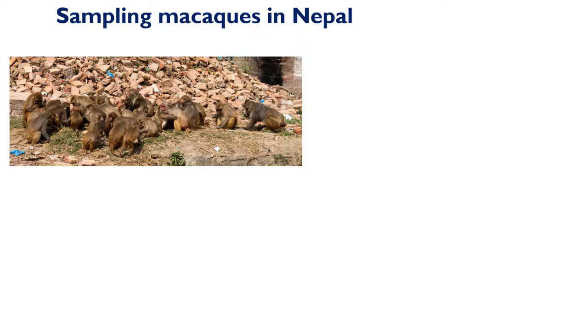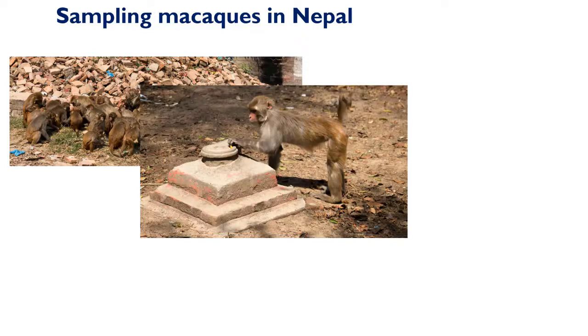So this is one of our sites where we were doing our surveillance for the last 10 years, the Pashupatinath temple in Kathmandu. This temple has so many monkeys all around, and they interact with humans. So again, it is an important human-animal interface. You can see that they are just congregated around there. So what we basically did was develop a new method of sampling these monkeys.